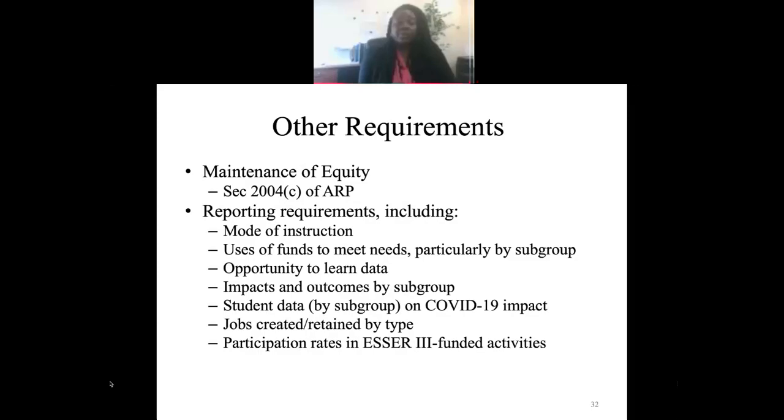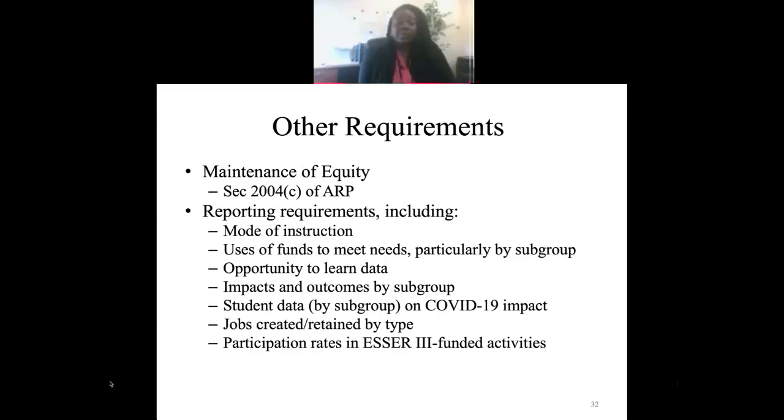In addition, school districts and the state have to agree to reporting requirements for a host of things under the American Rescue Plan. That includes things such as modes of instruction, whether that's in-person, hybrid, or virtual. How funds are being used to meet students' needs, particularly by subgroups. Data about opportunity to learn. Impacts and outcome data by subgroup. Student data by subgroup on the impact that COVID-19 has had. We believe through the Rally tool, we already have that. The jobs created or retained and what kind or by type. Participation rates in ESSER-funded activities.